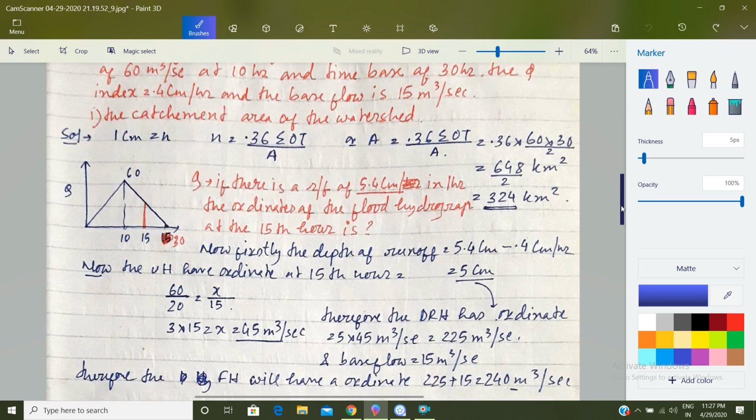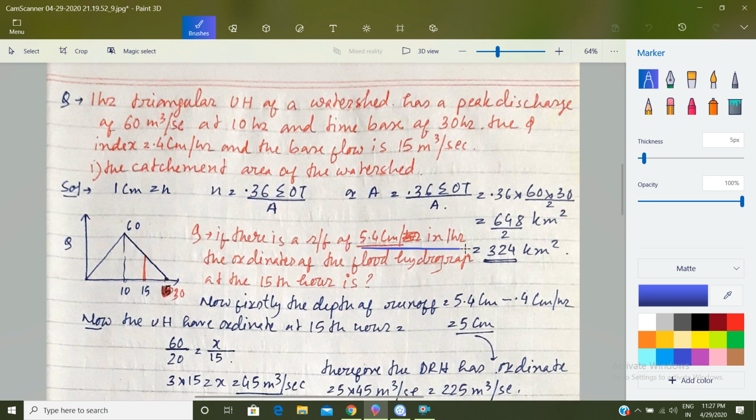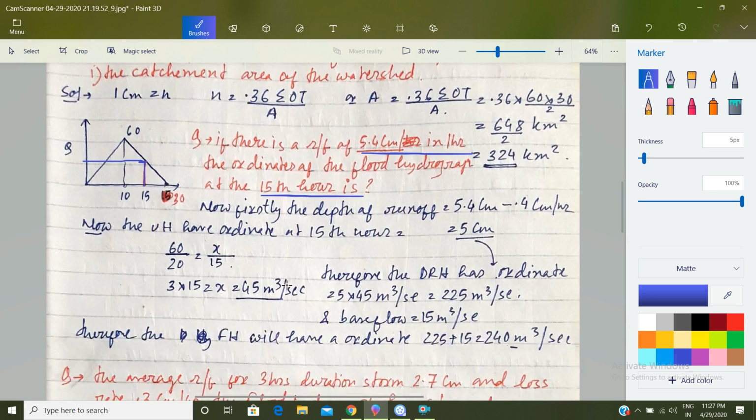Okay, now what is written? If there is a rainfall of 5.4 centimeter in 1 hour, what will be the ordinate of the flood hydrograph at the 15th hour? See, it is written as the 15th hour, so we have to calculate the ordinate at the 15th hour. What is the value of this? We need to calculate first. See, for 10 to 30, equal to 20, 60 by 20 equals x by 15. We need to calculate x. So 60 by 20 equals x divided by 15. From here x will be 45 meter cube per second.